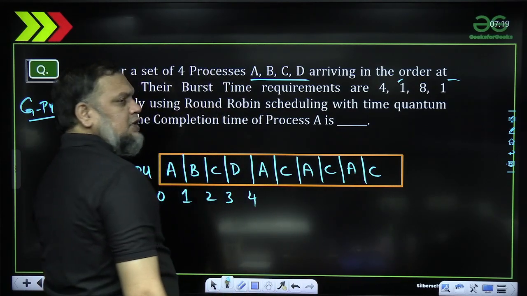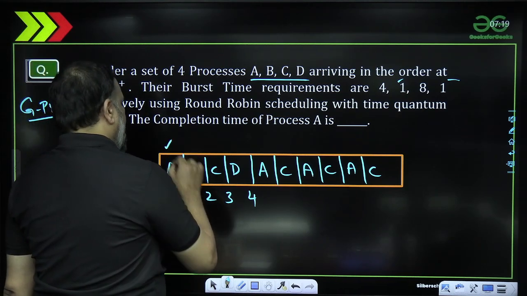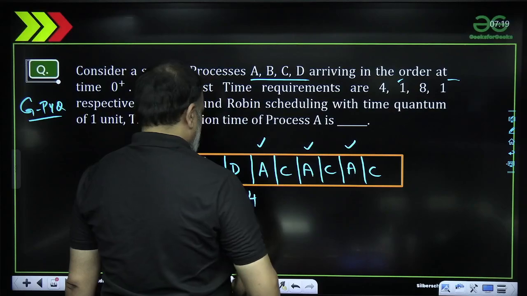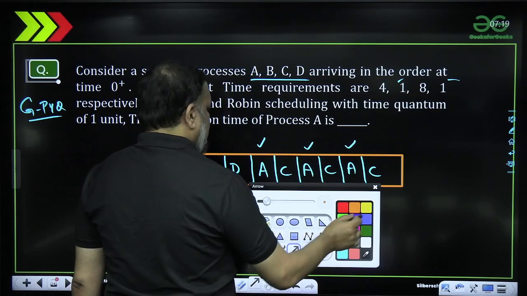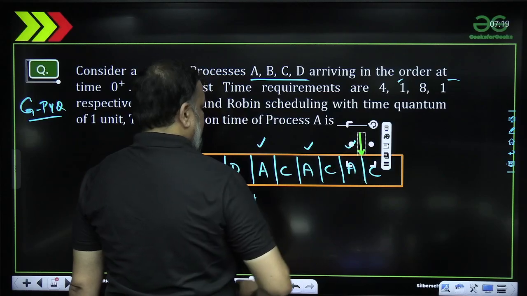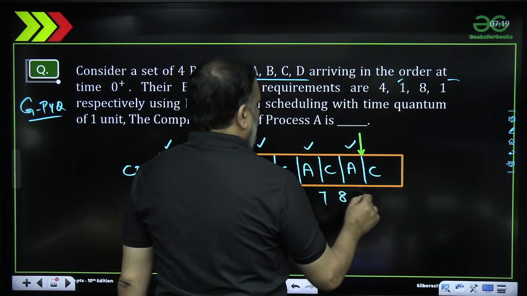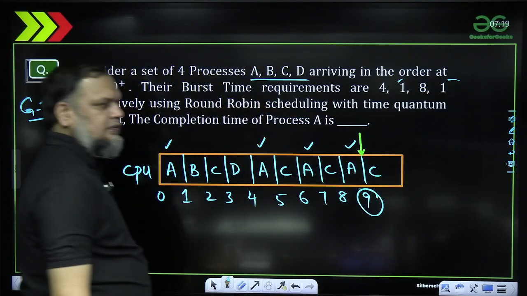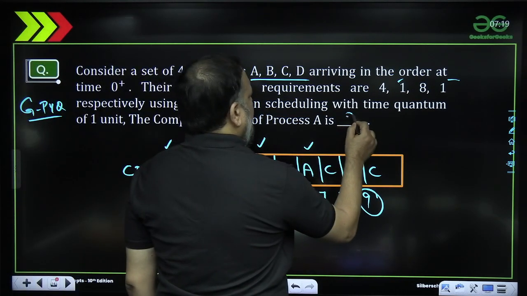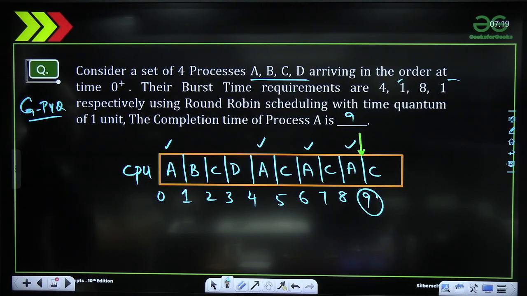I want the completion time of process A, and process A needs 4 units. Process A has run for 1 unit here, 2 units here, 3 units here, 4 units. So boys and girls, essentially this is the completion time of process A. So mark the value 5. Every process runs for 1 unit. So what is the answer? The answer is 9. As simple as that. The completion time of process A is 9. So it's a very simple numerical answer type question, we can say a NAT question.